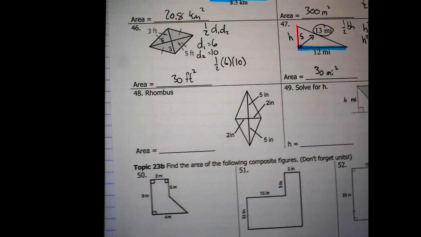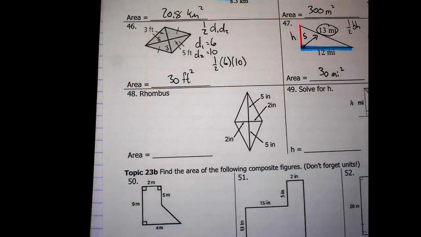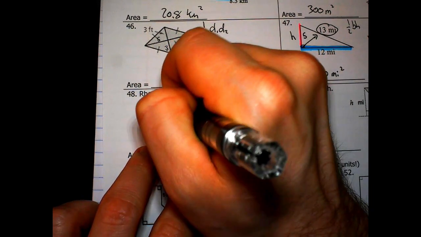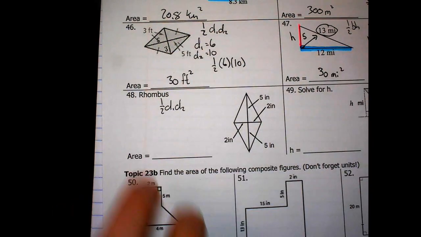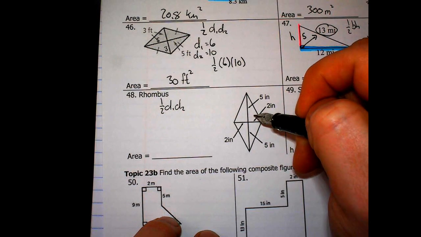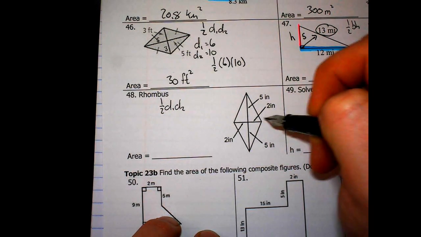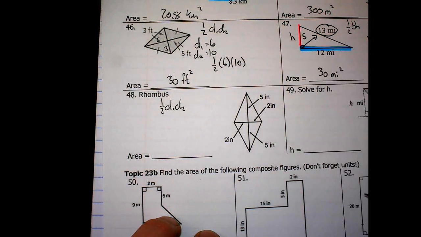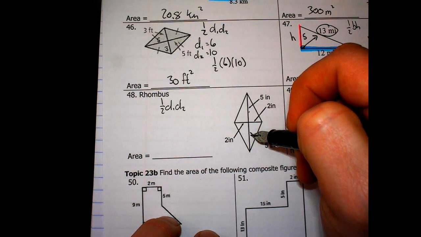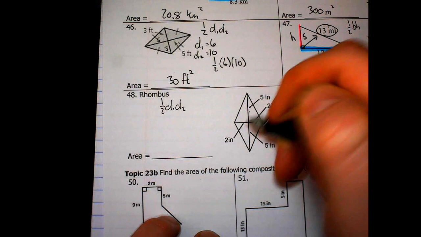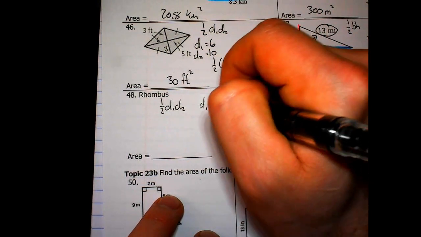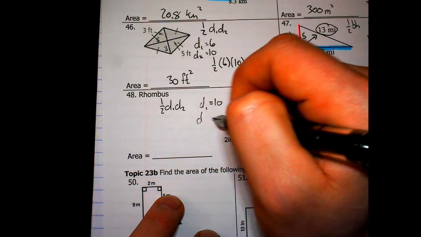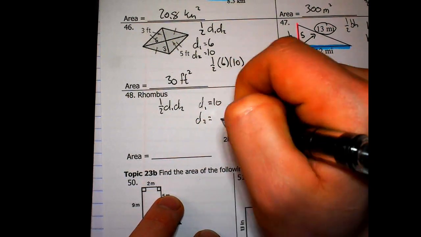On 48, we have a rhombus, 1/2 d1 d2. I'm sorry, not a rhombus, a kite. For this diagonal, I'll have to do the same thing I've done in the other 2 rhombus and kite problems. Add the 2 parts together. 5 plus 5 would give me d1 is 10. And for the other diagonal, 2 plus 2 is 4.